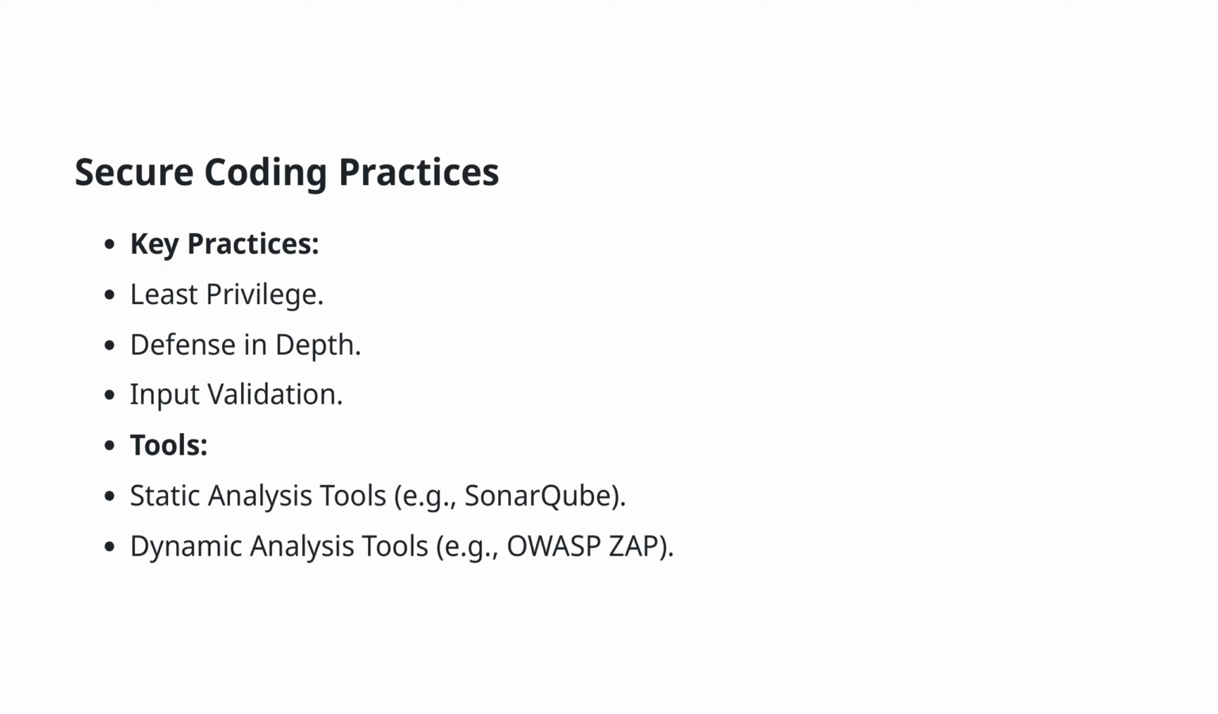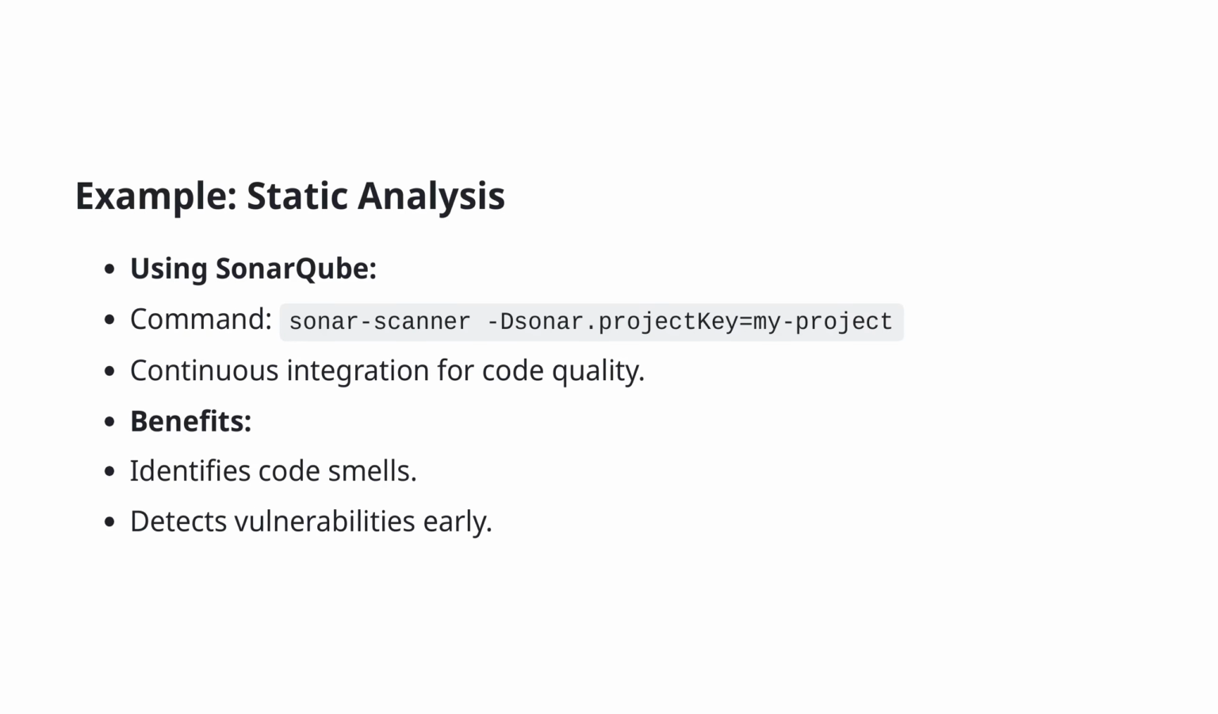To assist with these practices, various tools can be employed. Static analysis tools, like SonarQube, analyze code without executing it to find vulnerabilities, code smells, and other potential issues. Dynamic analysis tools, such as OWASP ZAP, examine the application during runtime to identify and diagnose security vulnerabilities. By implementing these secure coding practices and utilizing the right tools, you can significantly enhance the security posture of your web applications.